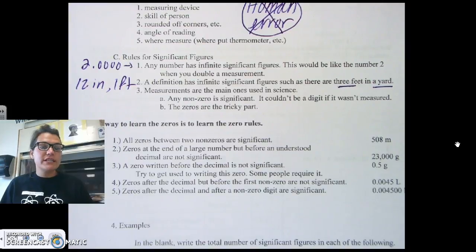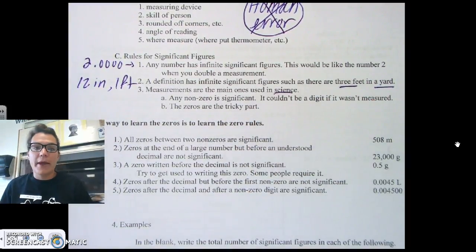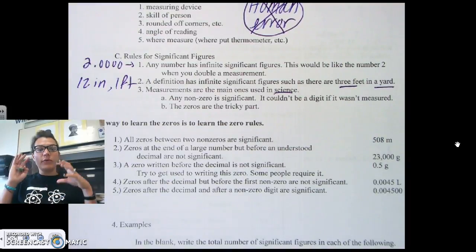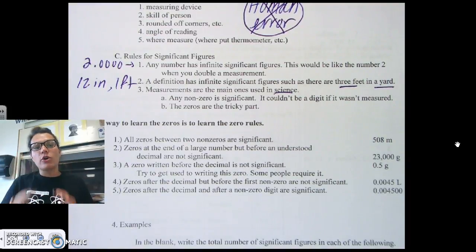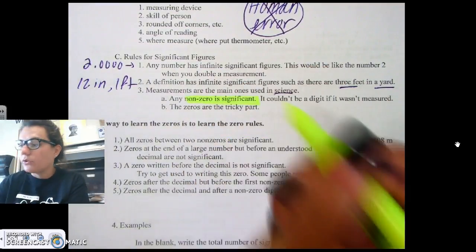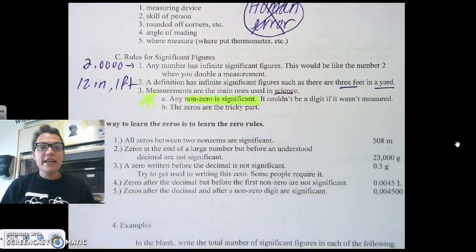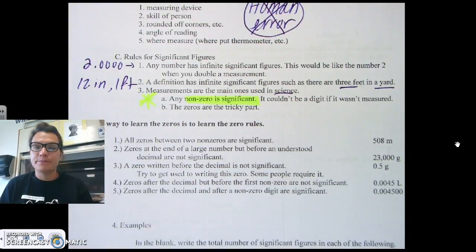Measurements or significant figures are mainly used in science classes, okay? All right, so this is where it boils down to how do I know whether something's significant and whether something is not significant. Any non-zero is always significant, okay? So anything from 1 to 9 will be significant. 1, significant, 2, significant, etc.